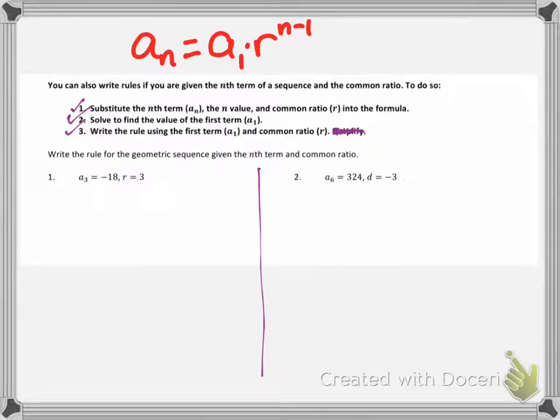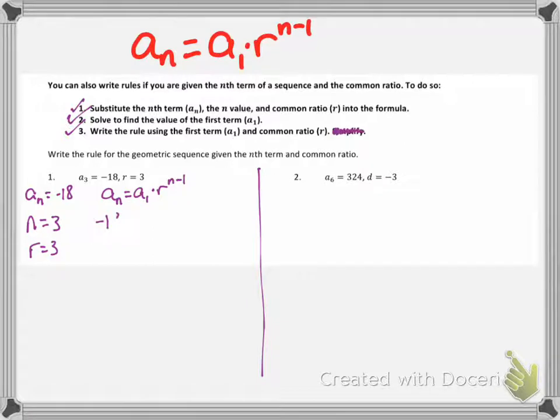So, a sub n, because I'm telling you the third term is negative 18. So the nth term that we're dealing with is negative 18. The n value is 3 because it's the third term. And the common ratio is also 3, because that's explicitly given to us. So once again, I'm going to write out the formula, and we're going to go ahead and plug in what we know.